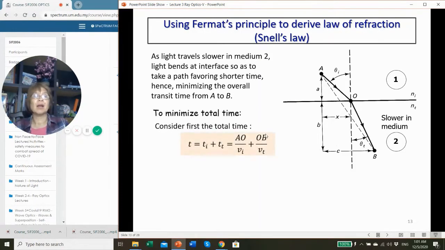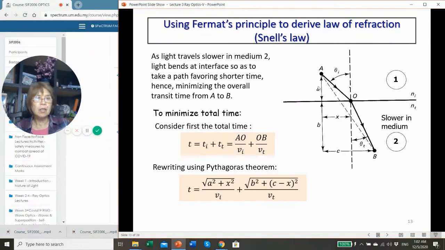Now we're talking about taking the least time, so we have to get the time expression. The total time it takes to travel from A to B will be equal to the time it takes to travel from A to O and O to B. Time taken to travel A to O will be equal to AO divided by the speed here, and OB divided by the speed here. So AO is actually equal to the root of A squared plus X squared, from the notation or distances that we have already denoted in this diagram.